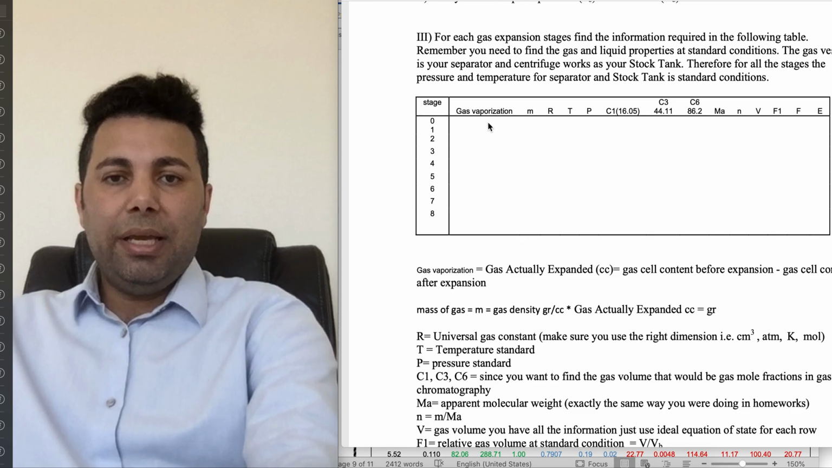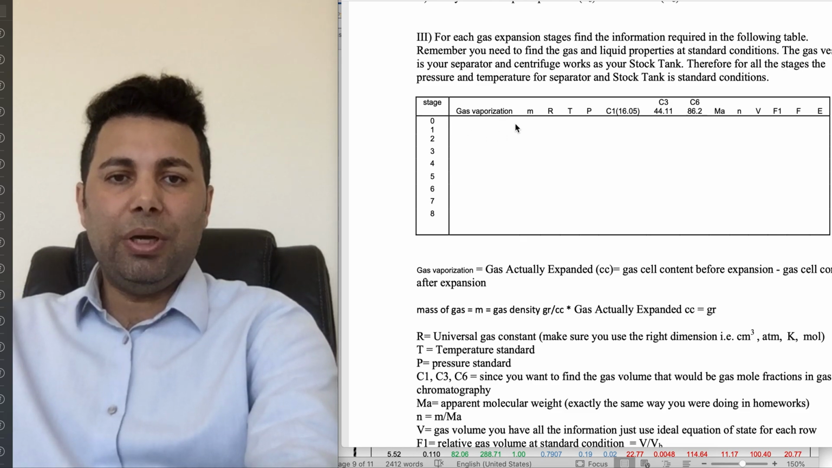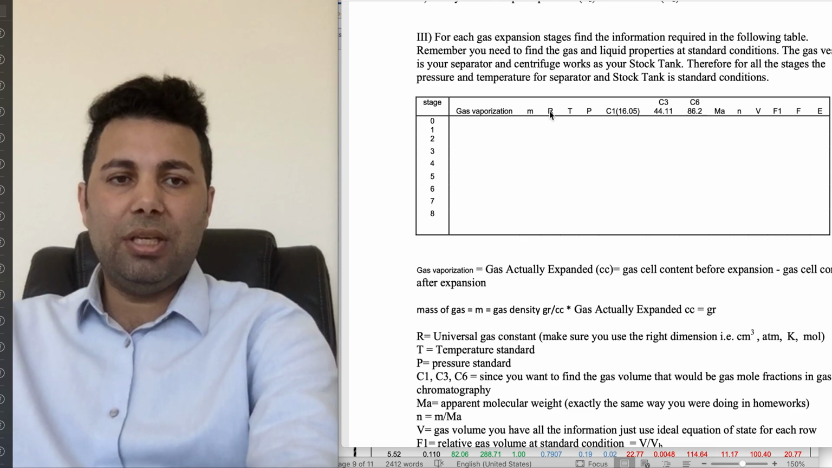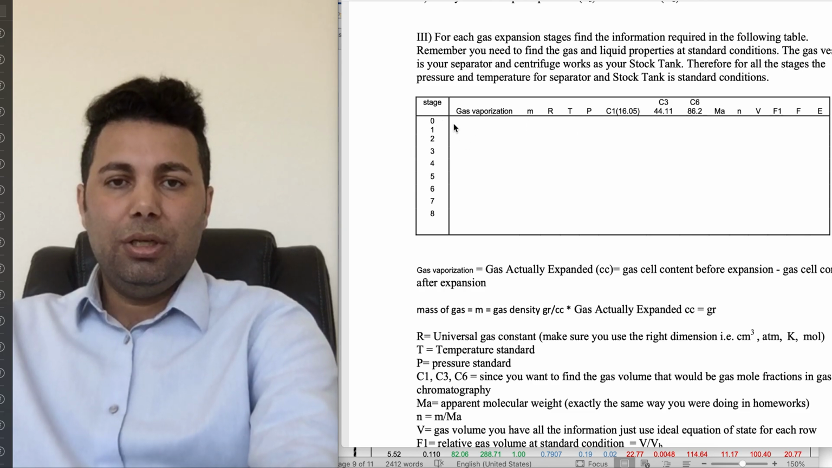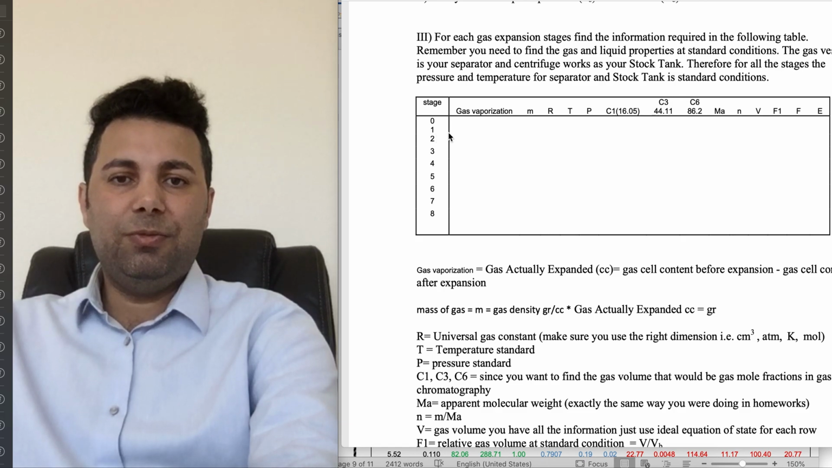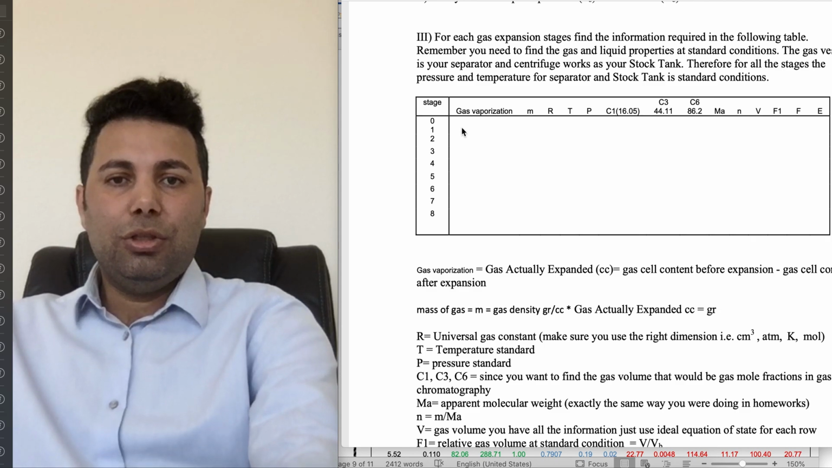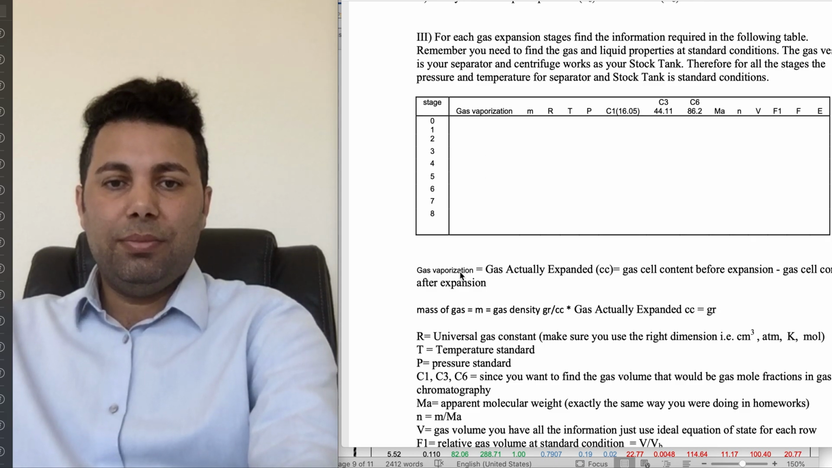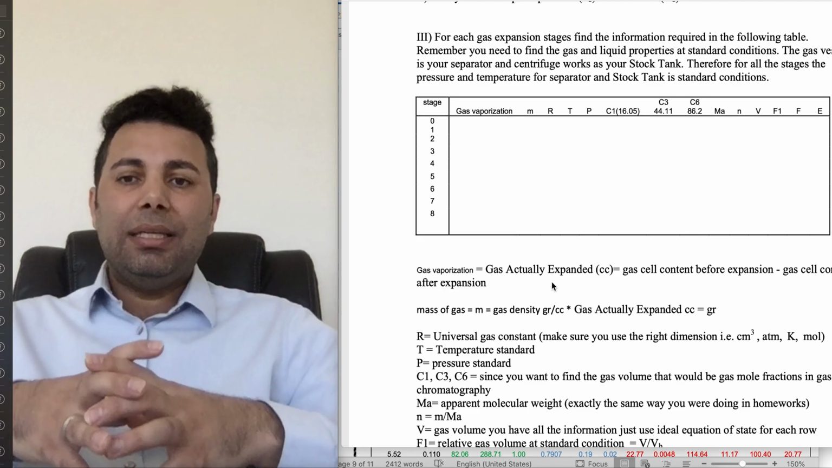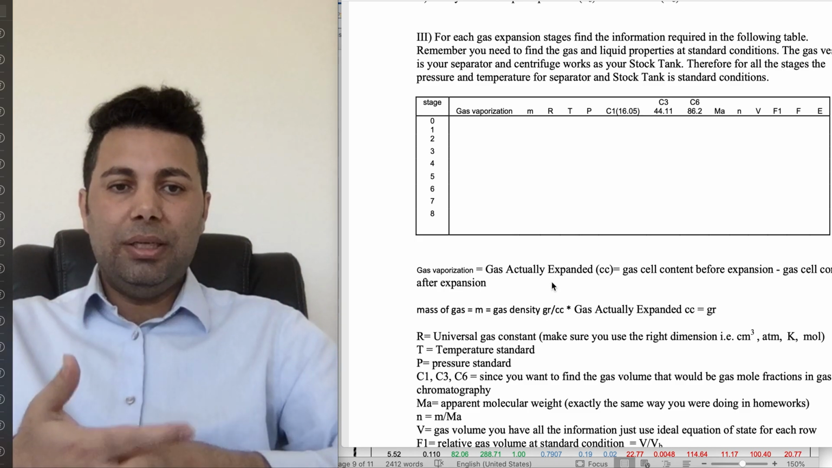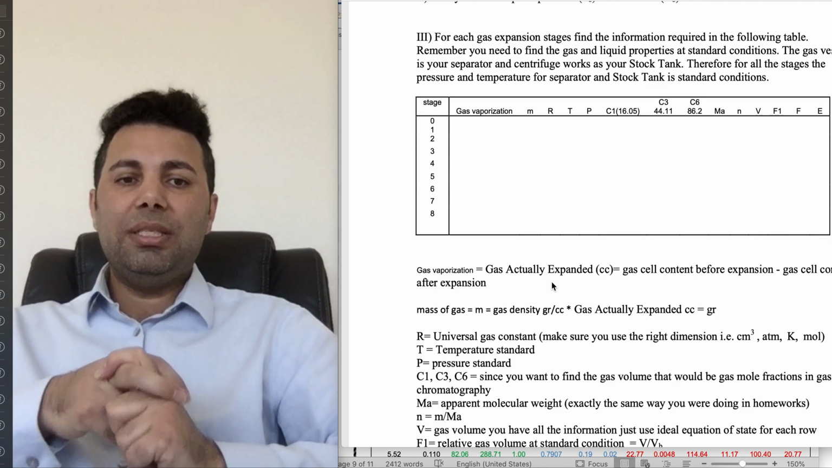So the first thing, so at the bubble point, so this is the start. So this is the initial condition. So you just can put the initial condition here. We don't have any gas expansion. So we go to the first row. That's the first expansion. So the gas vaporization is equal to the gas actually expanded out of your cell in cc's. Okay. So what does that mean?